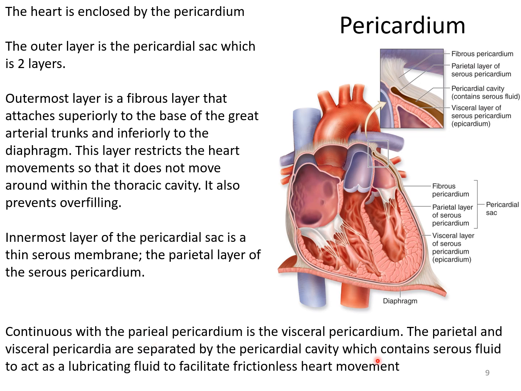Continuous with the parietal pericardium is the visceral pericardium. It's hard to show with this pointer because my pointer is a little bit too fat for that thin line, but the visceral pericardium is just that thin layer. And then between the visceral and the parietal, you've got the pericardial cavity, which has the serous fluid. And so that's going to allow this lubricated movement as the heart contracts.